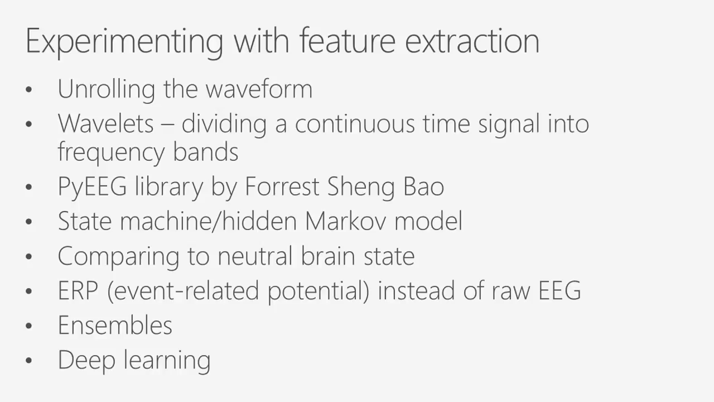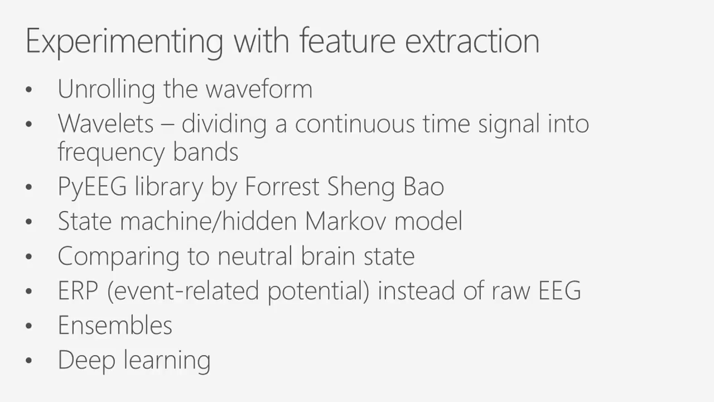So interesting stuff. All right, and then comparing to the neutral brain state, that's the stuff that I was telling you about before, making sure I'm doing the correct normalization work to normalize across all brains, and having that neutral gives you that baseline to help you do that. And then working with ERP as opposed to raw EEG is another thing that I'm messing around with, whether that would be more useful, just because that eliminates some of the noise.